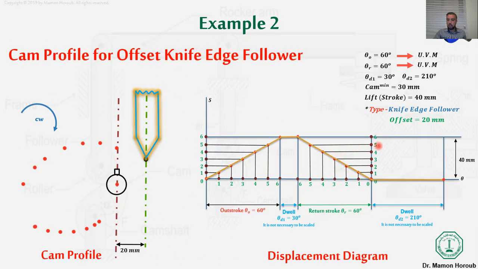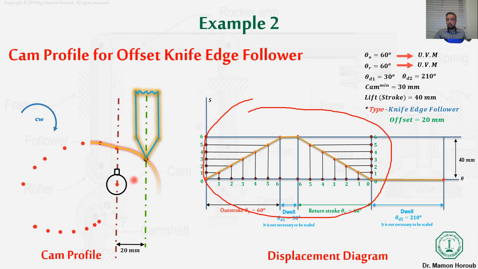So we summarize: this is our displacement diagram, and based on this displacement diagram we draw the lines, the points, the red points, and then we draw our cam profile, and this is our cam shaft, which is in the center of the cam profile, and this is our knife.